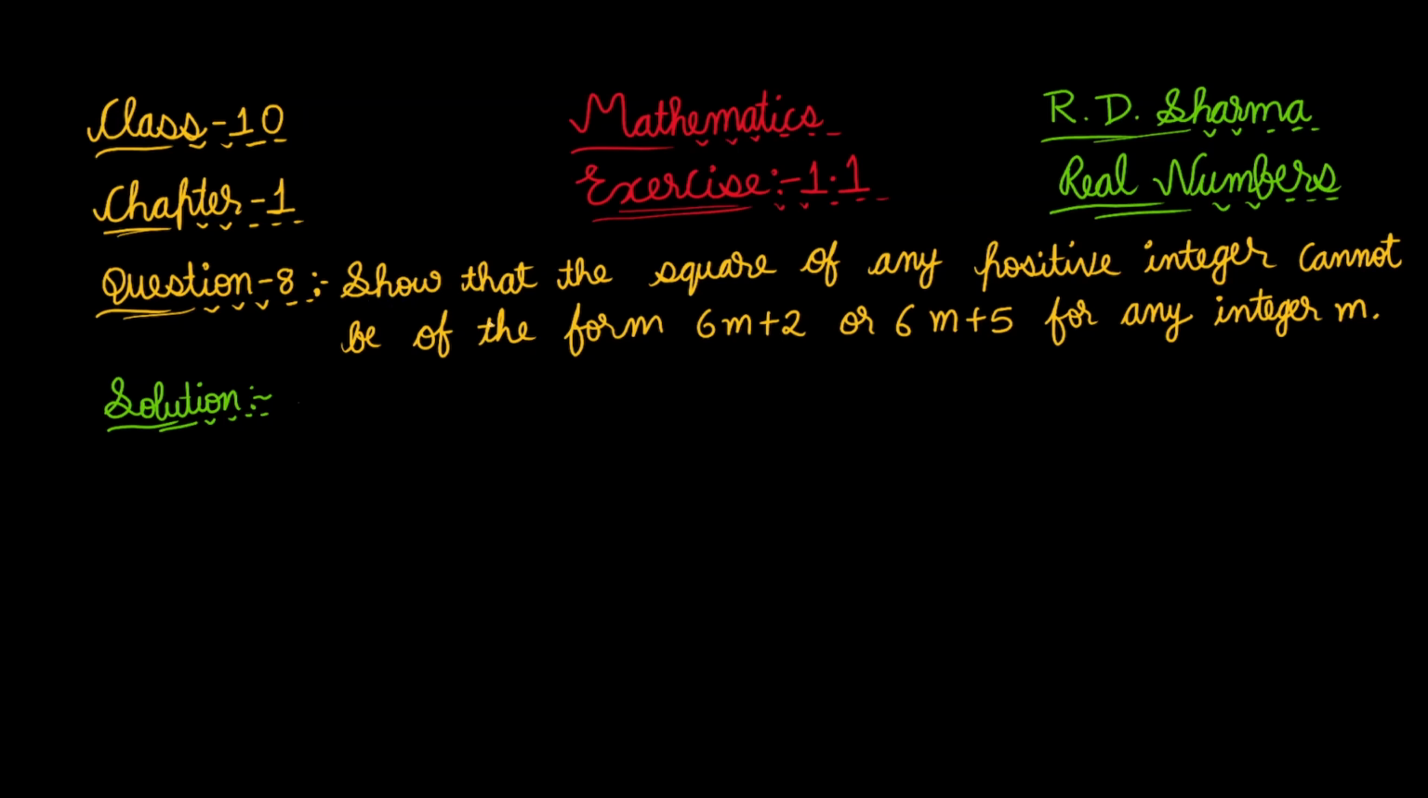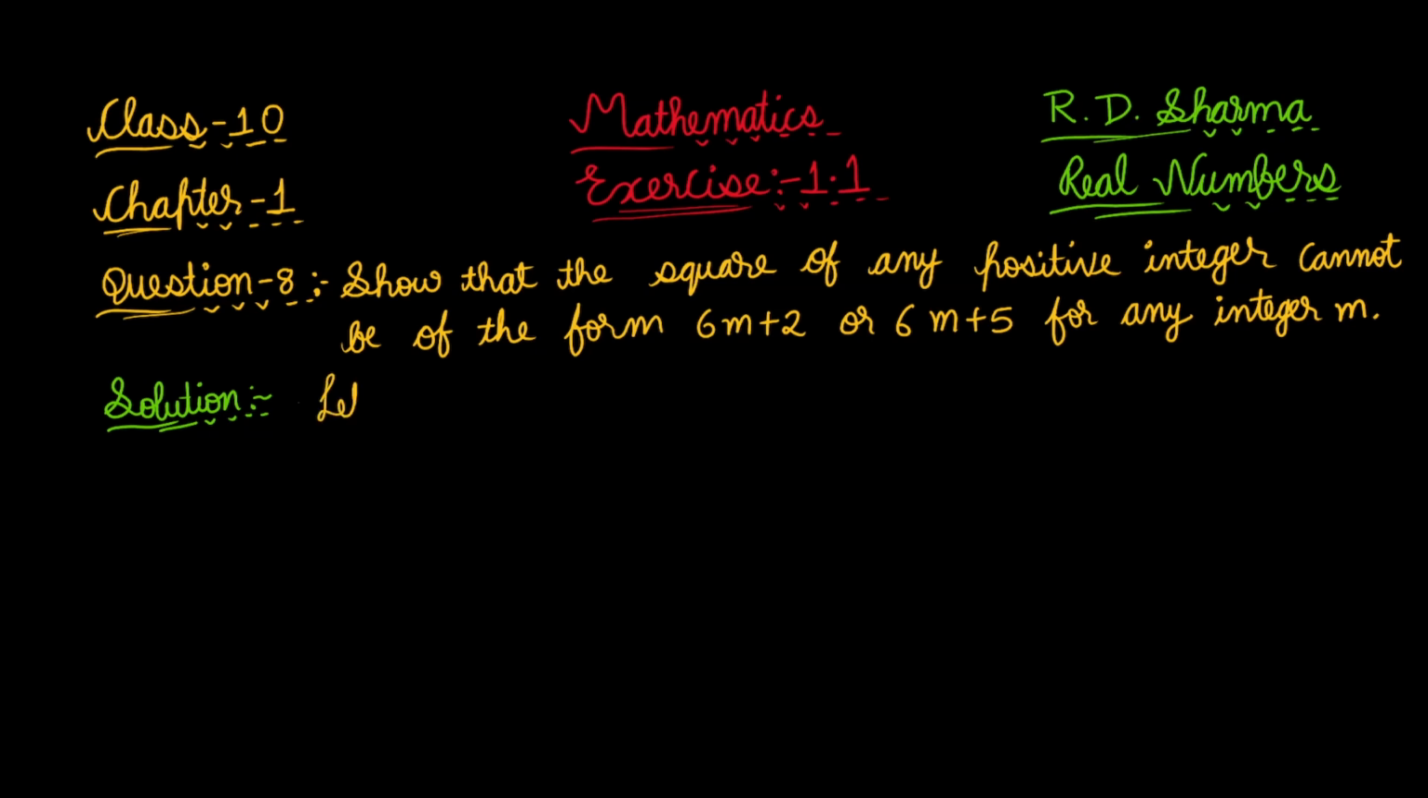So the question is to show that the square of any positive integer cannot be of the form 6m plus 2 or 6m plus 5 for any integer m. So we will take any integer and we will take the square of it.